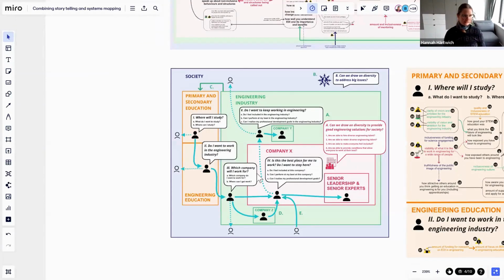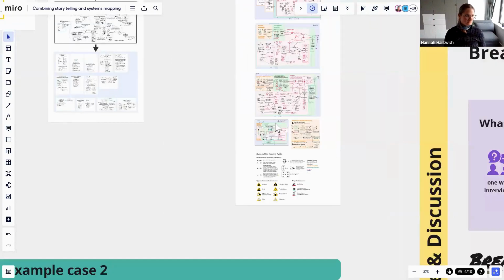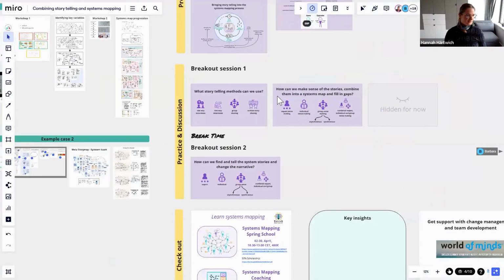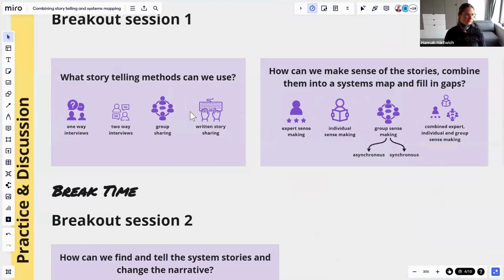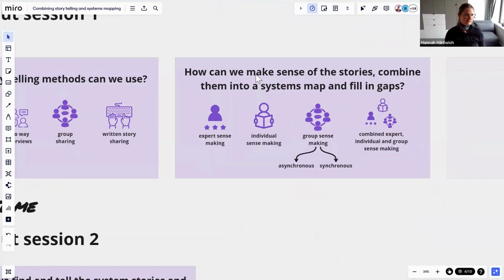So you could also tell the overlying story of this map. How are people moving? In this case, this was about diversity and inclusion in engineering. So how are people moving through the system? Where do we lose people? Where do we gain diversity? So yeah, we want to think about how we can tell these stories, but then also how we can together make sense of these stories to combine them into a systems map and fill in the gaps.